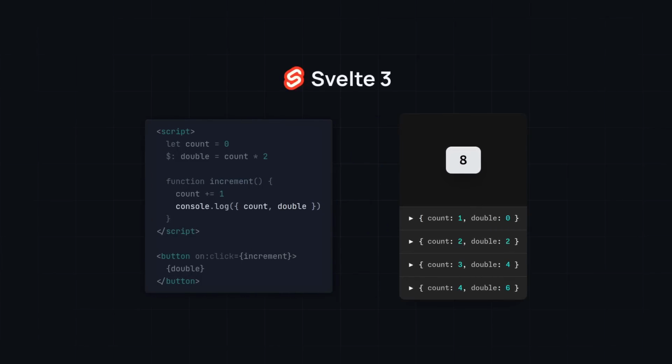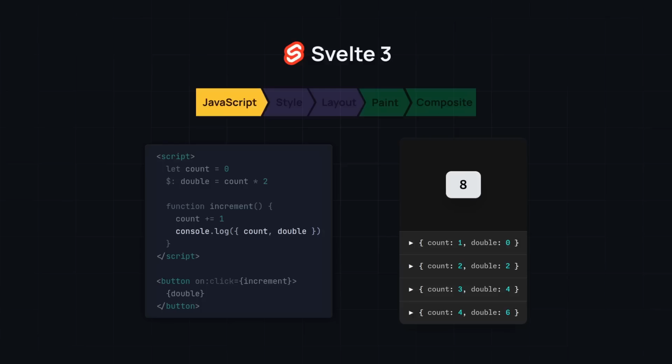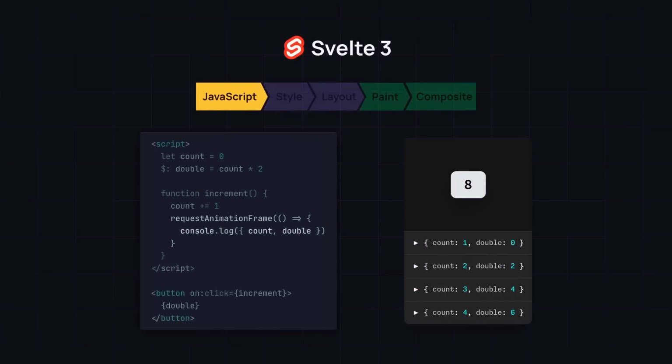And why is that? Well, because the $: line isn't going to run until the next DOM update to make sure that all of the updates are in place. Web pages need to run at 60 frames per second, so you do all of your logic in the JavaScript part, then styles, layout, paint, and compositing. We can see that this is true by requesting the next animation frame in the browser. So on the next tick, we're going to log count and double, and they should be in sync.